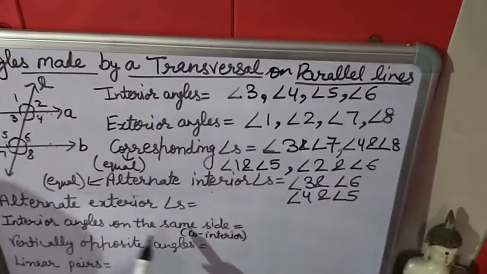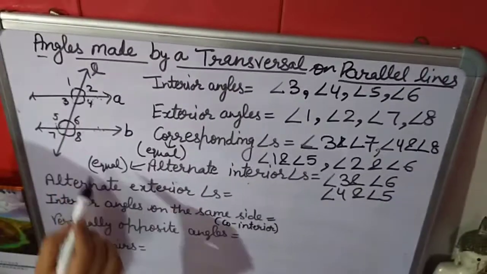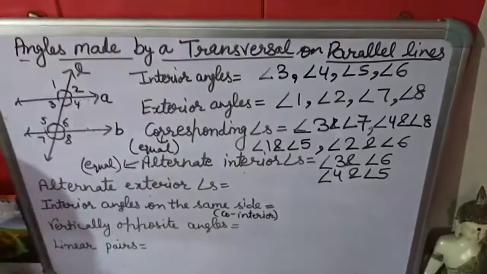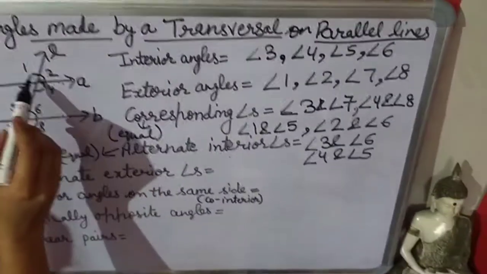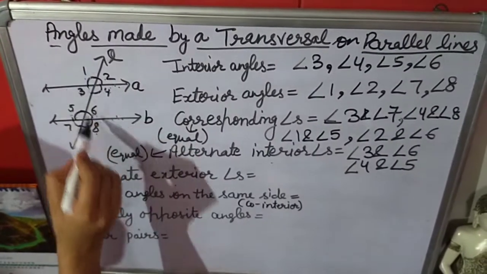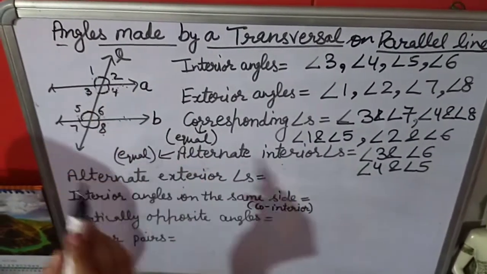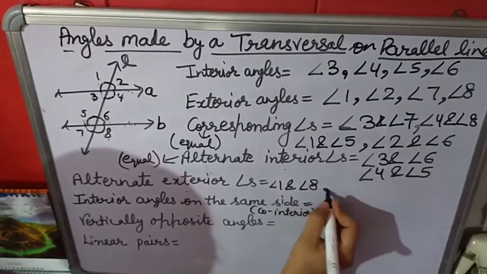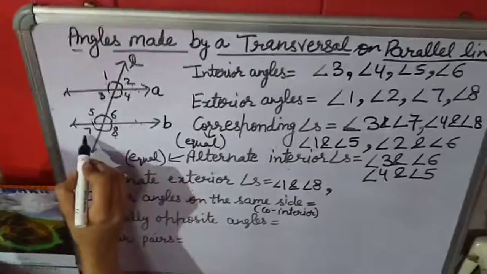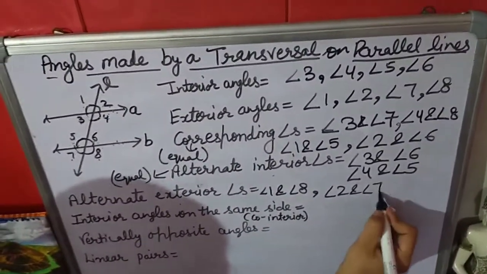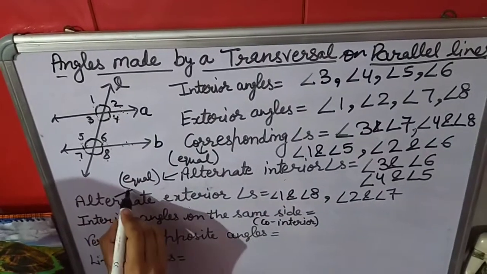Next is alternate exterior angles. Same alternate cross. Exterior means the angles outside of the parallel lines. Like angle 1 and angle 8. Both are alternate and both are exterior. Next is angle 2 and angle 7. They are also equal.